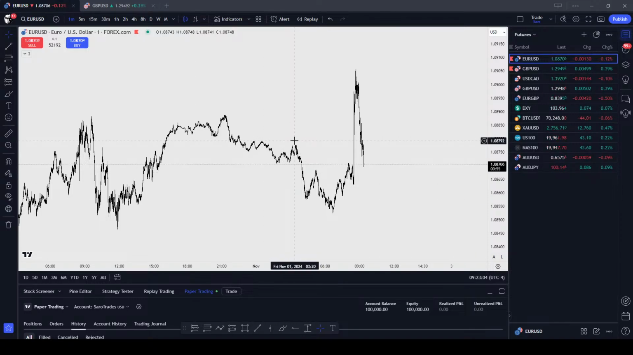Yeah, gaps and open of the day is really important. I also use the opens a lot.